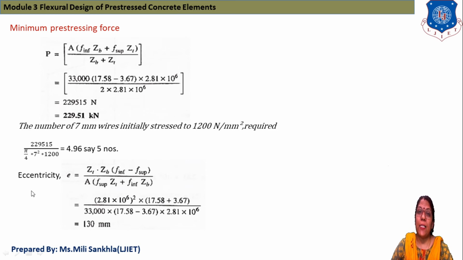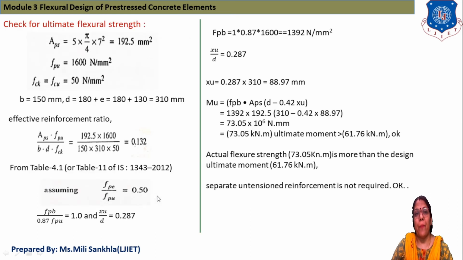Now we find out eccentricity e. Eccentricity e is equal to Zt into Zb, then fb minus ft, then A, here ft into Zt plus fb into Zb, and again put all the values, and we get eccentricity equal to 130 mm.